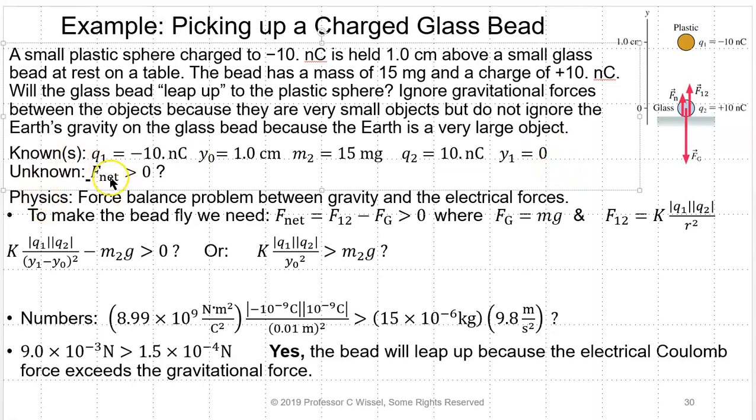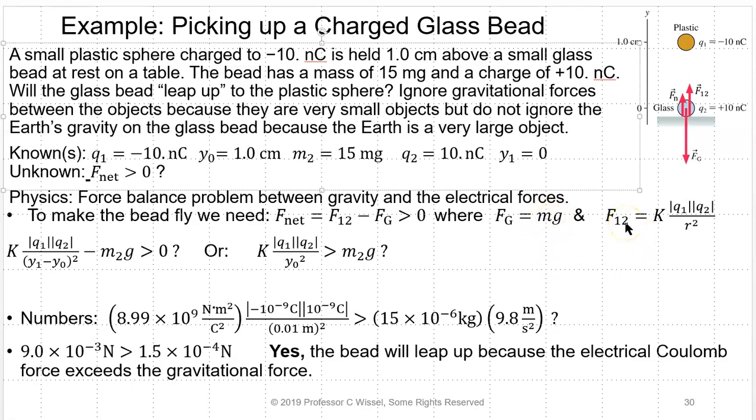We need to know if F net, which is the sum of all the forces on this bead here, is greater than 0. The physics of this is a force balance problem between gravity and electrical forces. To make the bead fly, we need to say that F net, which is F12 minus Fg, is greater than 0. Fg is the weight of the bead. That is m times g.